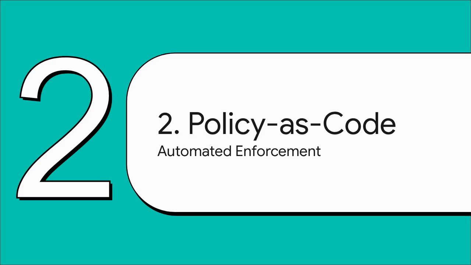So, how do we get out of this mess? The answer is to completely change how we think about the problem. We need to stop relying on manual checklists that happen after the fact and move to something that's automated and proactive. And that, right there, is the entire promise of policy as code.